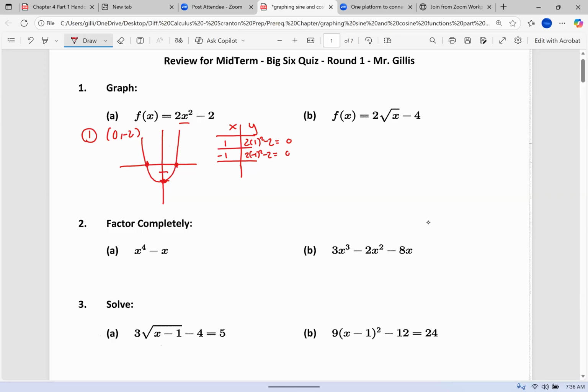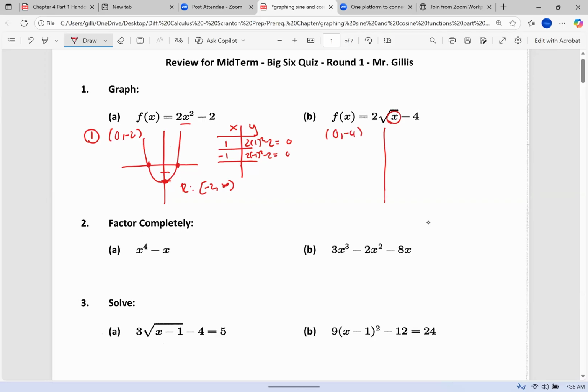Domain is all reals. The range, though, we should know is from -2 to infinity. Here, the vertex would be (0, -4). Just doing the a's and the b's together. 2, 3, 4. Build a t-table if you want.